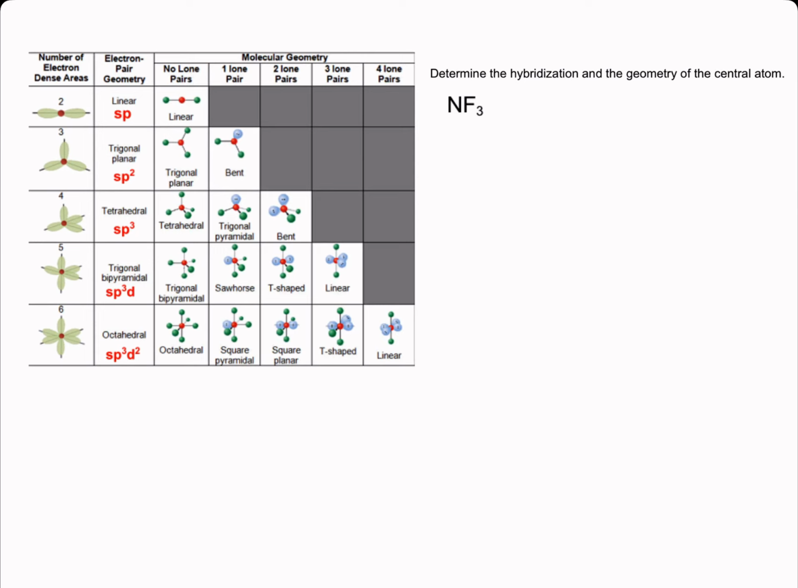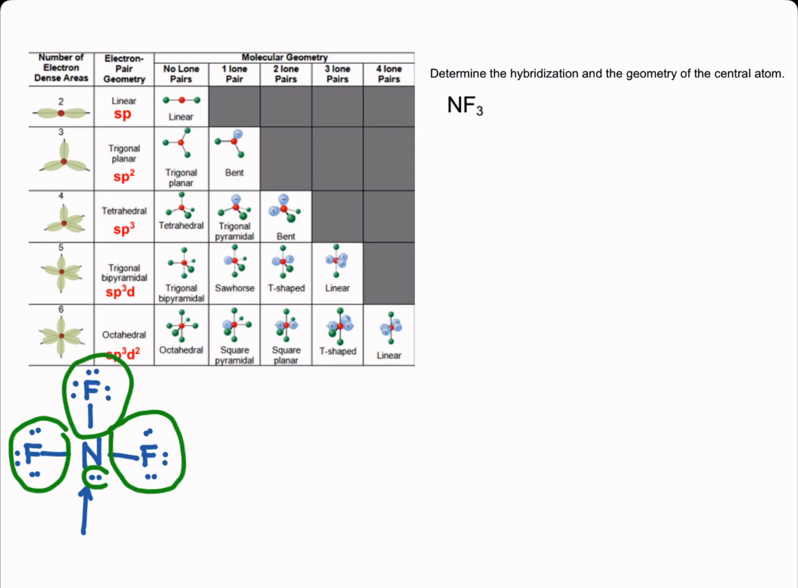Determine the hybridization and the geometry of the central atom in NF3. The first thing we want to do is the Lewis structure. And then we want to examine that center atom. Nitrogen has 1, 2, 3, 4 electron groups around it. So 4 electron groups means it's steric number 4 with an sp3 hybridization.